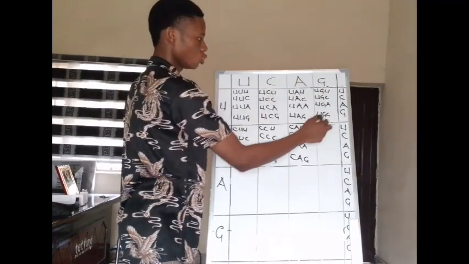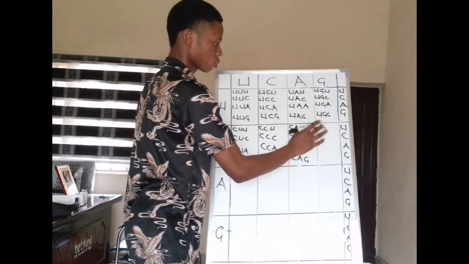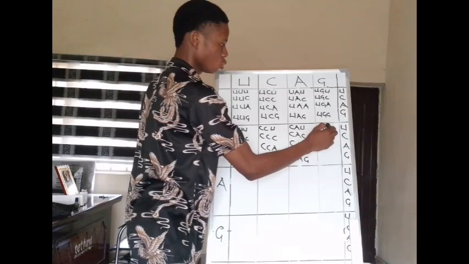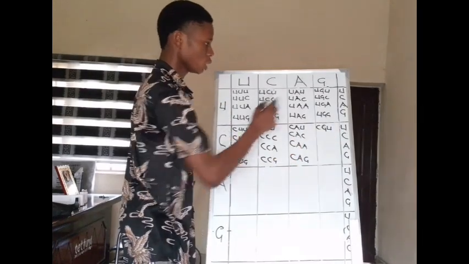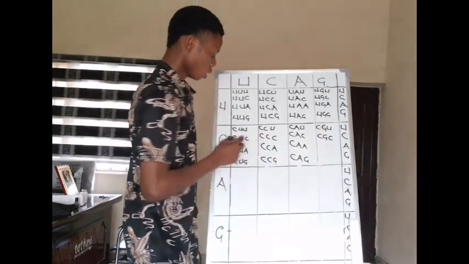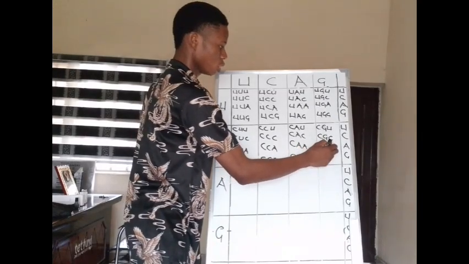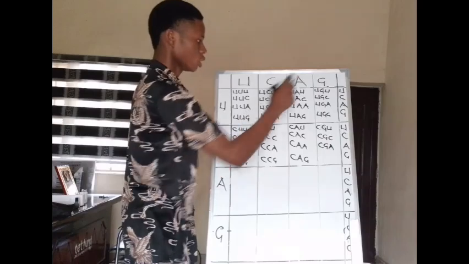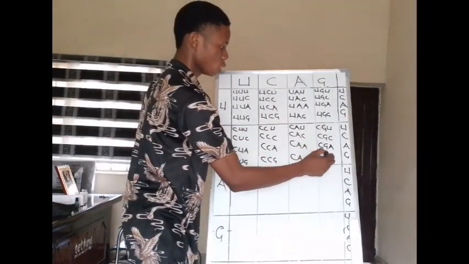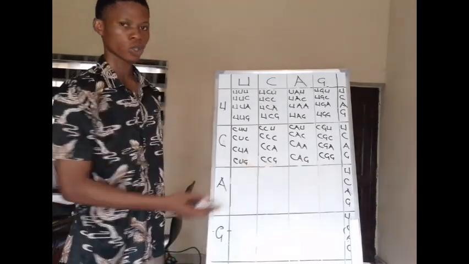C, G, U. Next is C, G, C. Next is C, G, A. Next is C, G, G. Good. Move on to the next now.